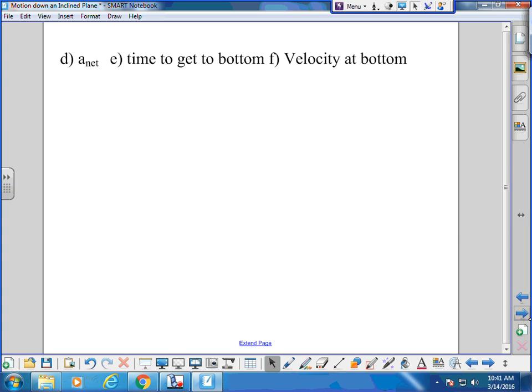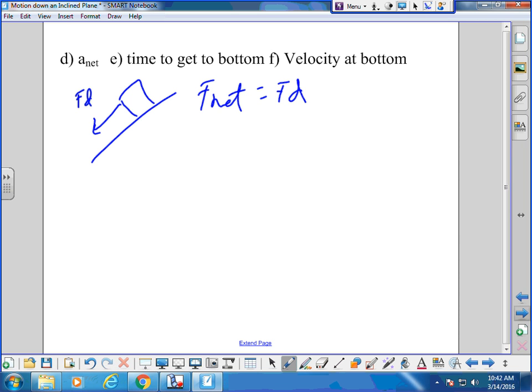Okay, last step here. So I've got to find the net acceleration. Now, did I say anything about friction here? It's a frictionless surface, and so my Fd is in fact the only force that is up or down the plane, right? It's the only force there is, which means that the net force is the Fd. If there was a little bit of friction up, then I'd have to subtract that, right? We'll get to that.